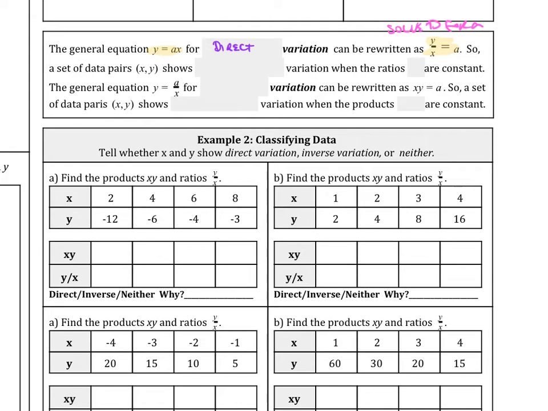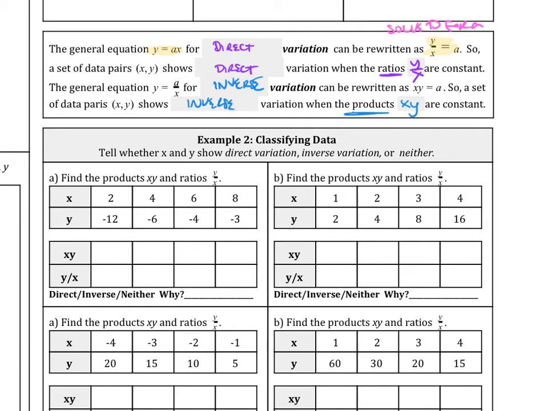So a set of data pairs x, y shows direct variation when the ratios y over x are constant. The general equation y equals a over x for inverse variation can be rewritten as x times y equals a. So a set of data pairs x, y shows inverse variation when the products x times y are constant.